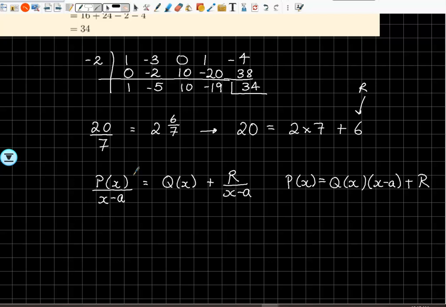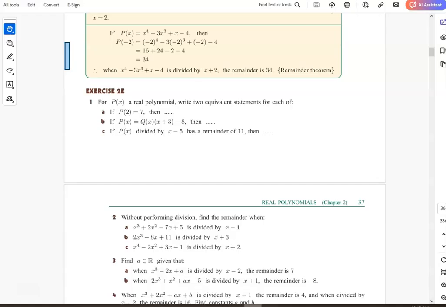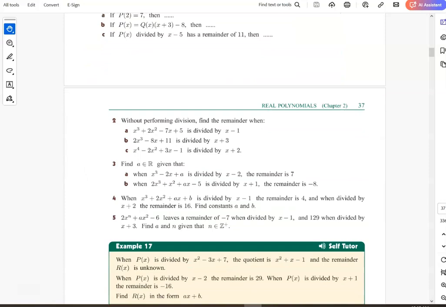All right, so that's probably what we're getting jiggy with over here. So this one says, without performing division, find the remainder. Now they're just making you use your skills.